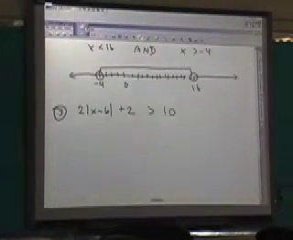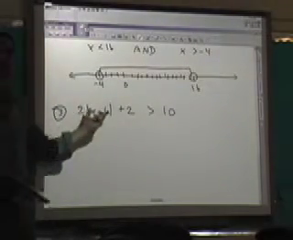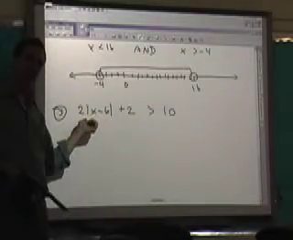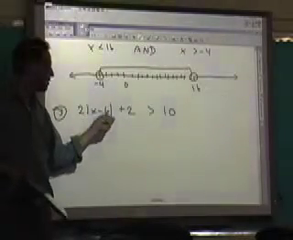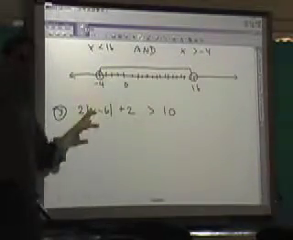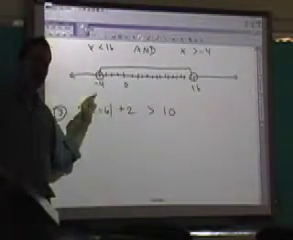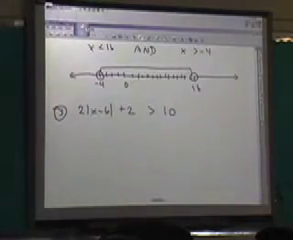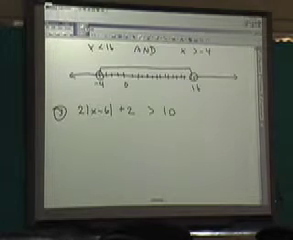Okay, so the next one, number 3, again, I made a typo. I forgot to put the absolute value bars in there. Now please put them in yourself. It should read 2 times the absolute value of x minus 6 plus 2 is greater than 10. Very important. This one's a tough one, a little bit more tricky than the last one. You definitely need to know how to do this, so let's do it now. What's our first step? Anybody know?